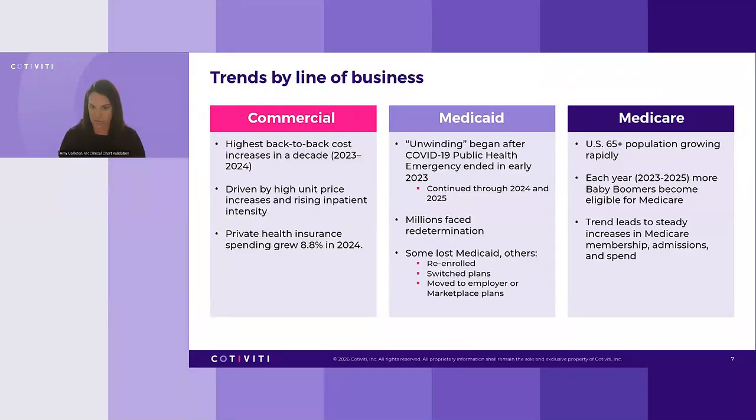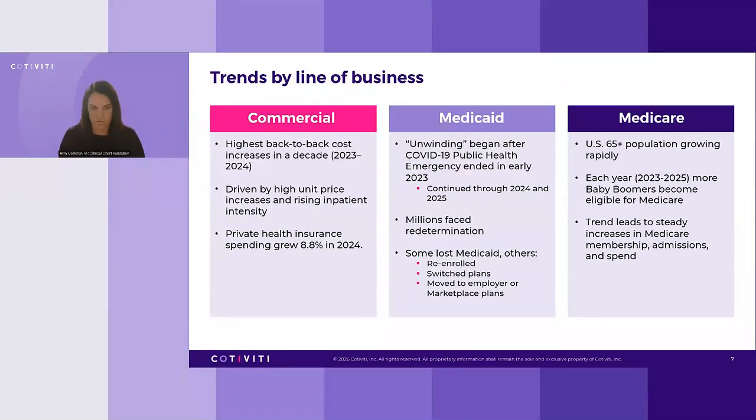Within Medicaid specifically, there was an unwinding of continuous enrollment following the public health emergency, which created significant churn. Millions of members went through redetermination, and unfortunately, some losing coverage and others have shifted plans. Inpatient spend within Medicaid continues to be driven by maternity, behavioral health, and psychiatric admissions.